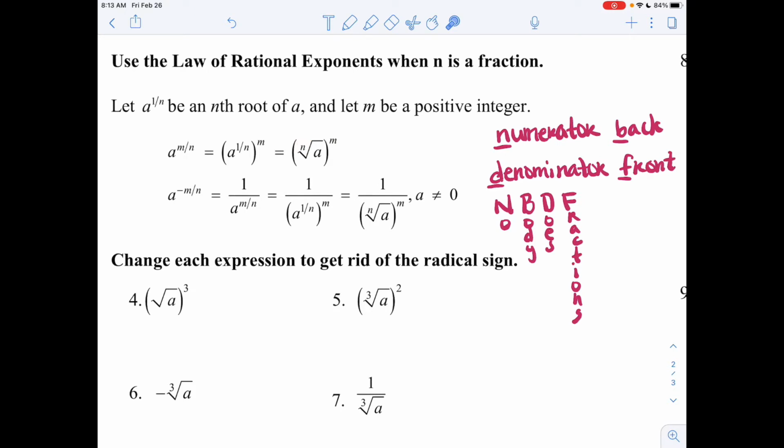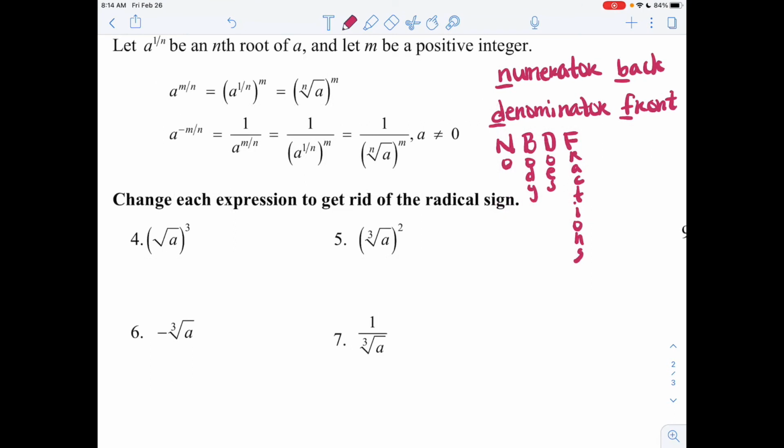So if we want to change this fraction to a radical, we put the numerator in the back and the denominator in the front. If we have a negative as part of our fraction, well, that just means that everything that's about to happen is going to happen with the reciprocal. We're going to say 1 over everything that we see here. So the same types of equations can be written, but it's all over 1. And because we are putting a in the denominator now, a can't be equal to 0 because we can't divide by 0.